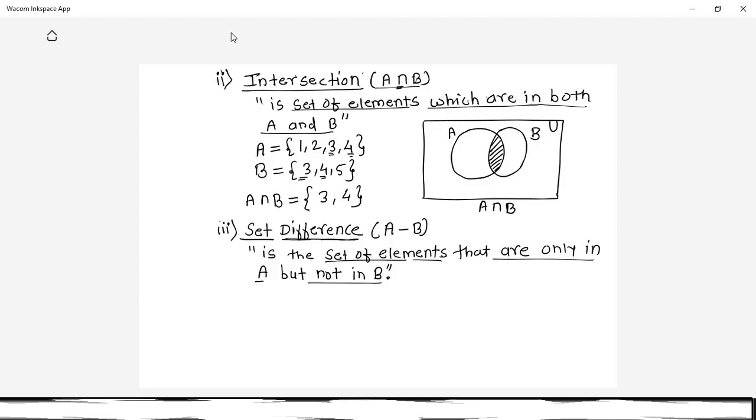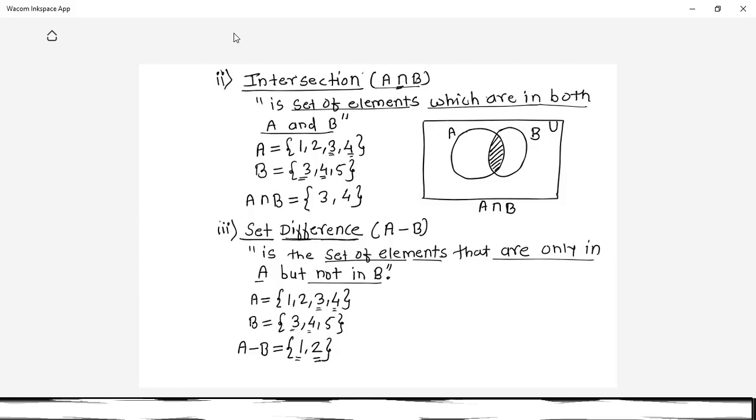For example, if you consider the same sets, A with elements 1, 2, 3, 4 and set B with 3, 4, 5, then my A minus B will be 1, 2, because set difference contains only the elements of set A. So 1, 2 are the only elements of set A which are not in set B. 3, 4 are the elements which are there in set B, so I cannot include them in this set difference.